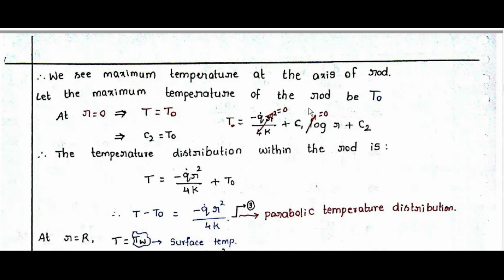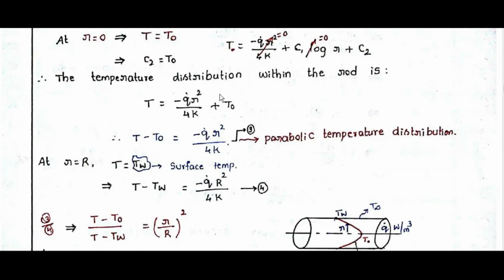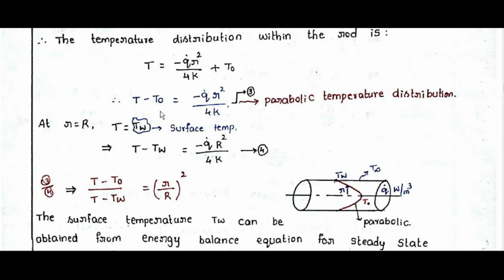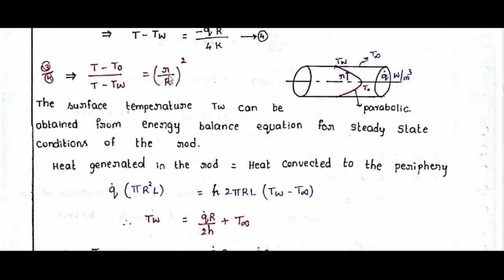Let the maximum temperature of the rod be T naught. At r is equal to 0, T is equal to T naught, so C2 is equal to T naught. T naught is equal to minus Q dot r square by 4k plus C1 log r plus C2. This is 0, this is 0. The temperature distribution within the rod is T is equal to minus Q dot r square by 4k plus T naught. T minus T naught is equal to minus Q dot r square by 4k. This is a parabolic temperature distribution. At small r is equal to capital R, T is equal to Tw, the surface temperature. T minus Tw is equal to minus Q dot capital R square by 4k. T minus T naught by T minus Tw is equal to small r by capital R whole square.